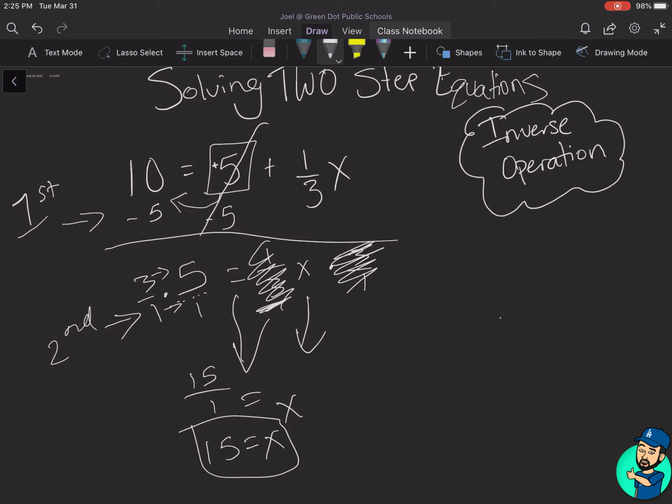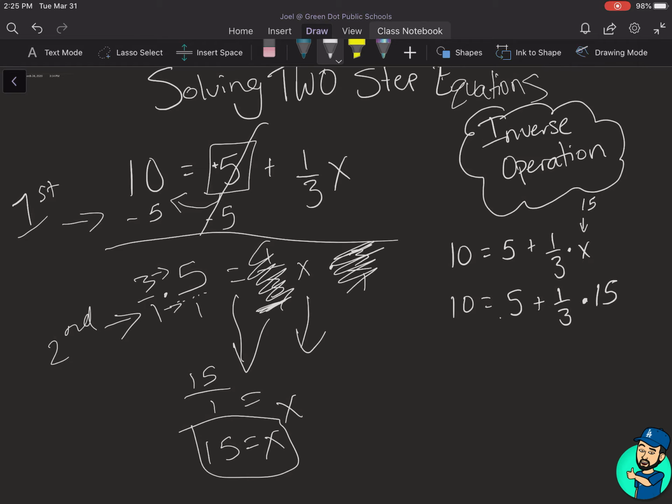Now let's check if our answer is correct. I'm going to write down the original problem here. Now we solved it and we got 15 for x. Between the 1/3 and the x is the invisible multiplication sign. Now I'm going to write it like this. Copy and paste everything else down. But now I'm going to substitute that x for the 15.